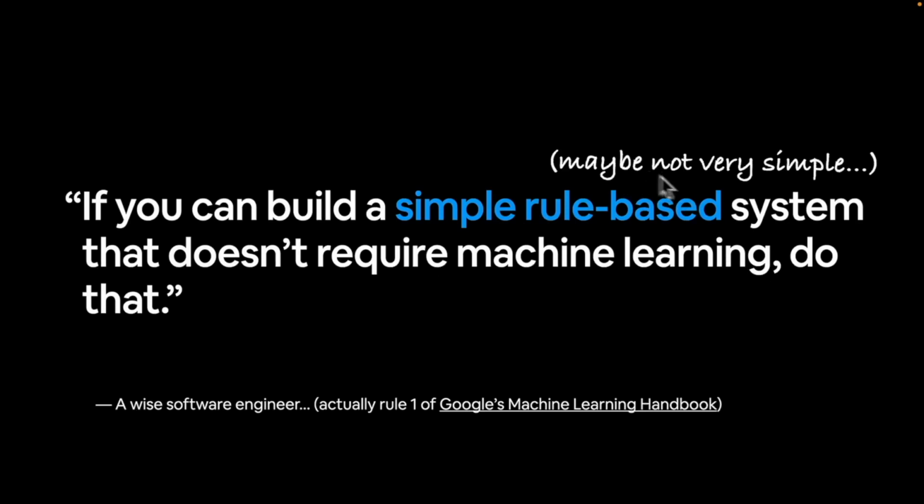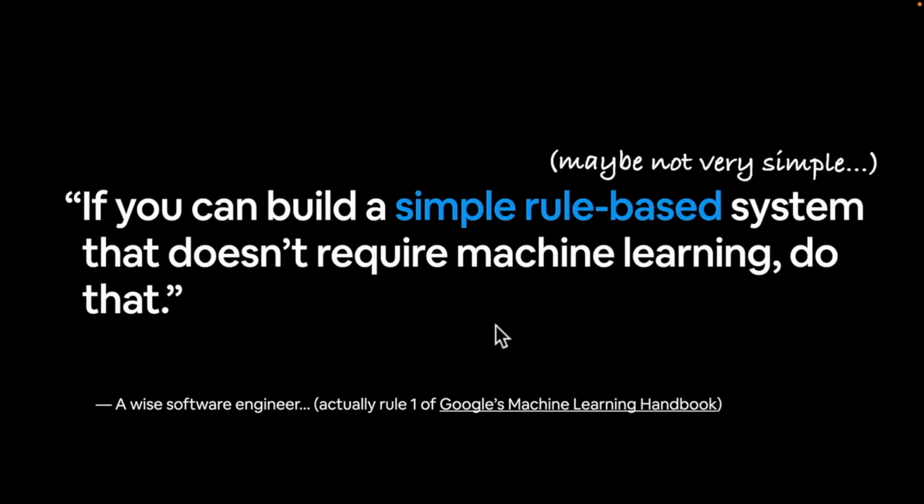And of course, maybe it's not so very simple, but maybe you can just write some rules to solve the problem that you're working on. Now, this is from a wise software engineer, which I kind of hinted at before, Rule 1 of Google's Machine Learning Handbook. I'm going to highly recommend you read through that, but we're not going to go through that in this video. So check that out. You can Google that. Otherwise, the links will be where you get links. So just keep that in mind.